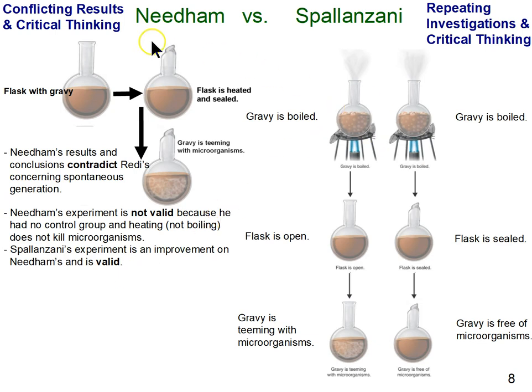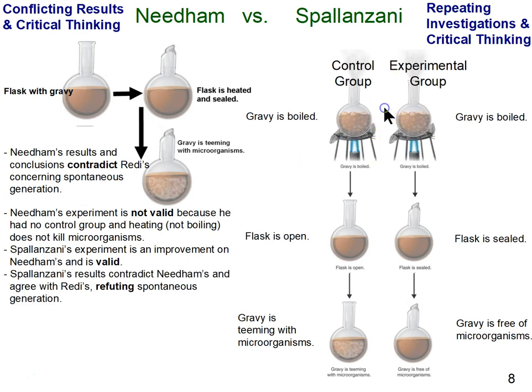Spallanzani looked at Needham's experiment and realized the same thing that we realize today, that the experiment was not valid. So he set up an experiment with two groups, an experimental group and a control group, and he boiled the broth, or boiled the gravy. And his results show that microorganisms do not spontaneously generate. After boiling and sealing the flask, microorganisms did not appear, therefore refuting the spontaneous generation hypothesis, just like Redi's experiment with maggots refuted spontaneous generation.